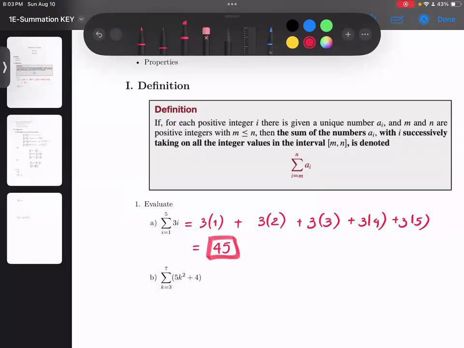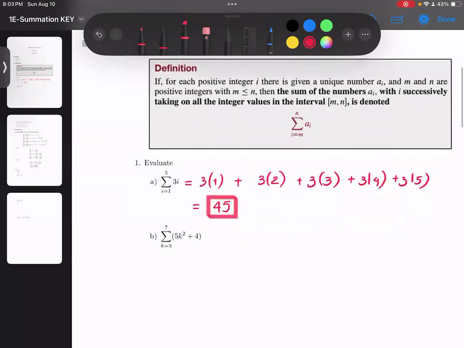Does that make sense? Makes sense now? Yeah. Now I have summation k from 3 to 7. Sometimes I use k, sometimes I use I. I want to show you that it doesn't matter what letter you use. The bottom one will be your lower limit, and the upper one will be your upper limit. Sometimes they use k, sometimes they use I or m. It doesn't matter. It's just a placeholder.